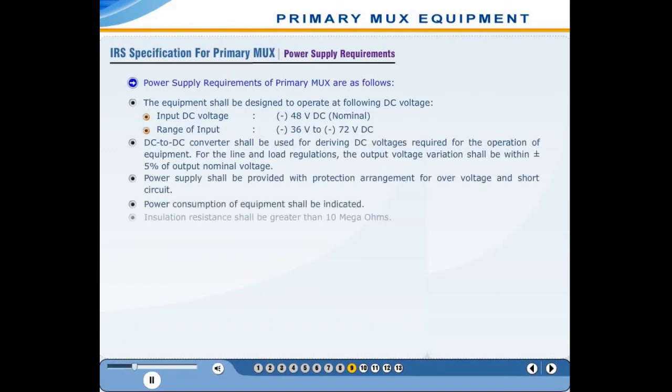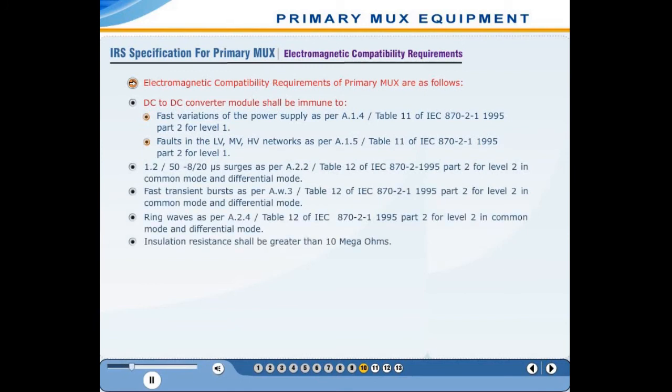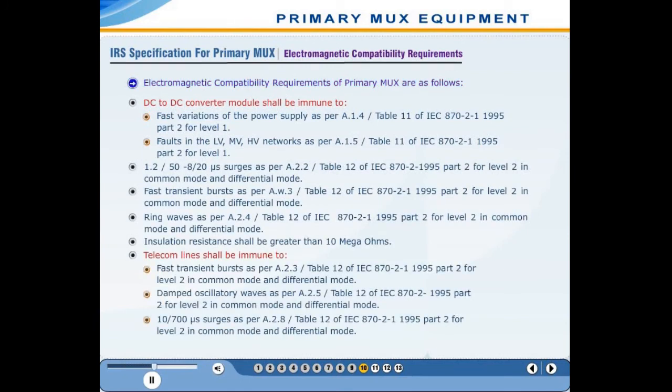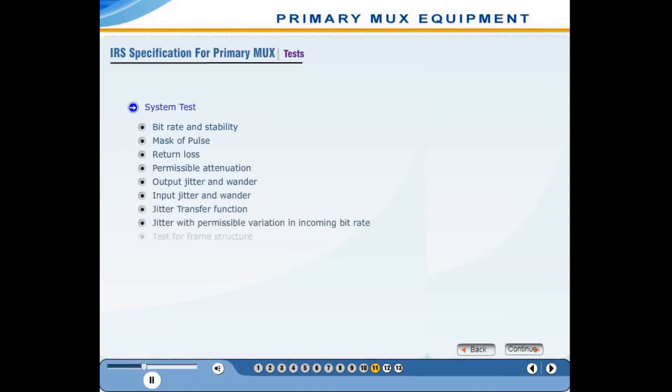Let us learn the details of power supply requirements of primary MUX. Let us learn the details of electromagnetic compatibility requirements of primary MUX. Testing of primary MUX is classified as system test, data interface test, and voice interface test. The details of system test are shown on the screen.